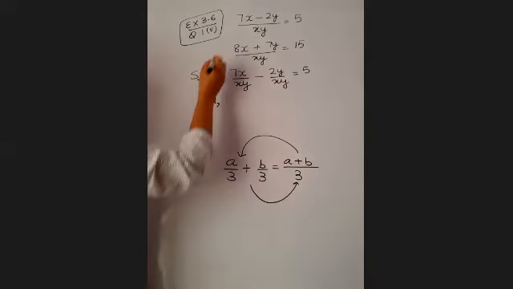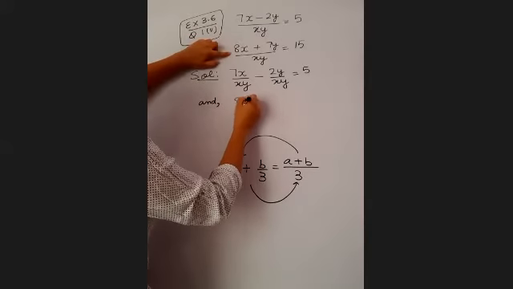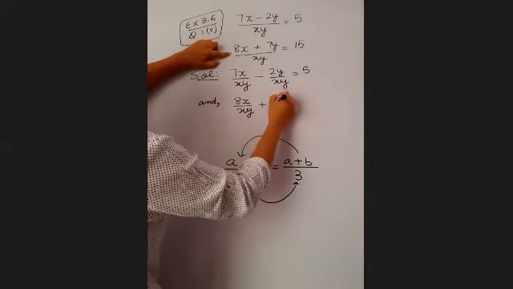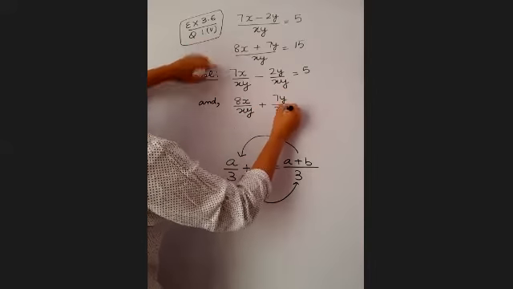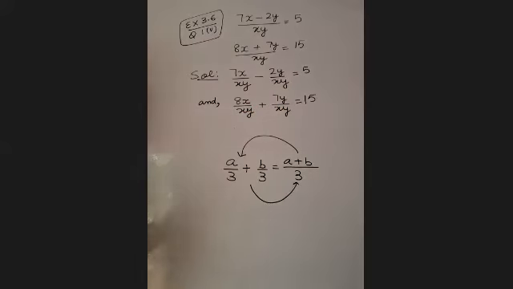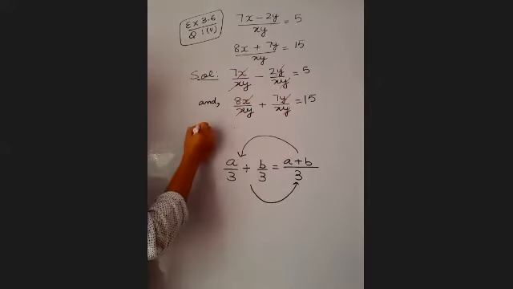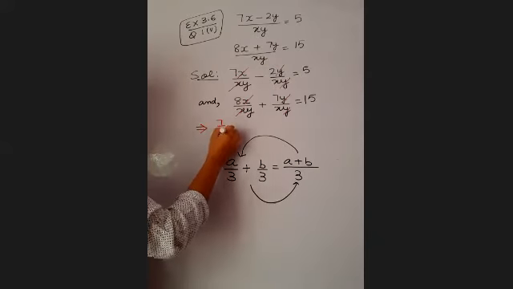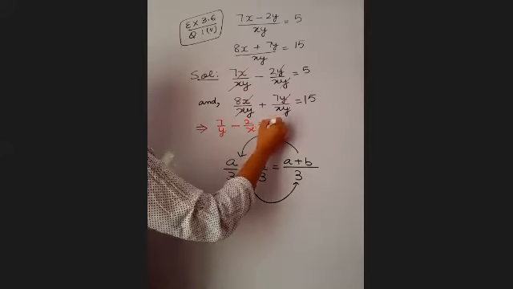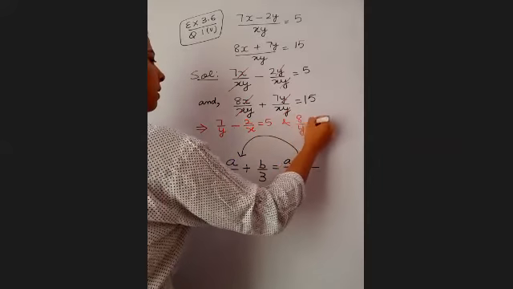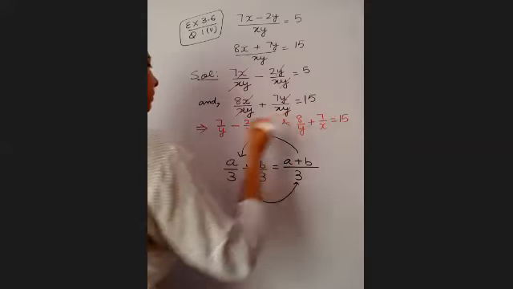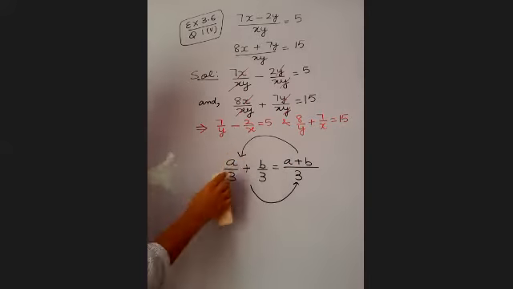Now here, what would that be? 8x upon xy minus 2y upon xy is equal to 5, and 7x upon xy plus 7y upon xy is equal to 15. If you want, you can take this down in rough. Now, 7x upon xy means what will get cancelled? x cancels, and here y cancels. So what are we going to get? 7y minus 2 divided by x equal to 5, and 8 upon y plus 7 upon x is equal to 15.